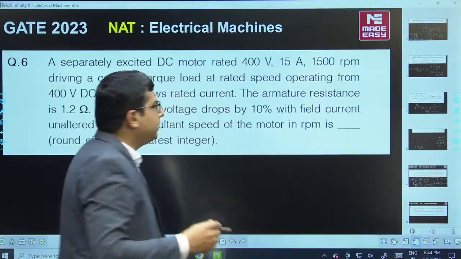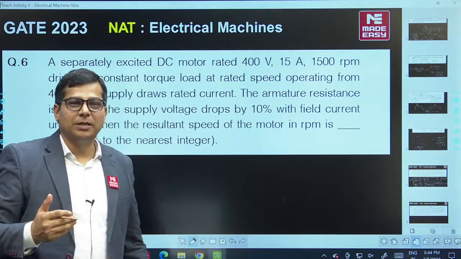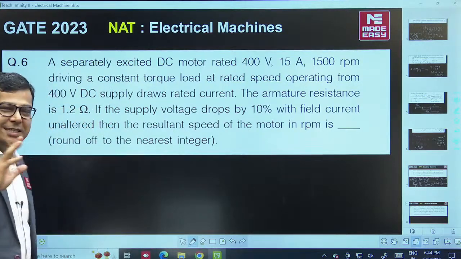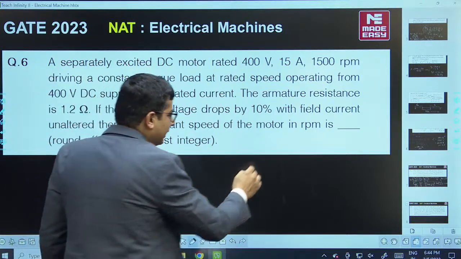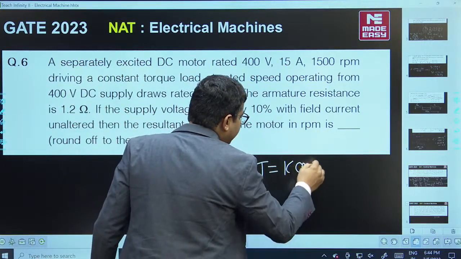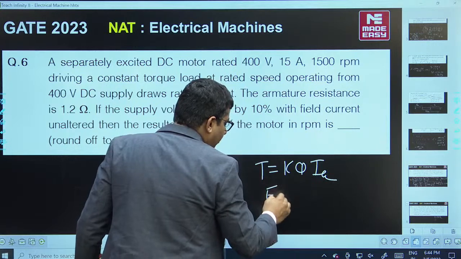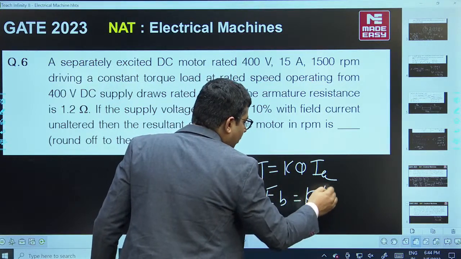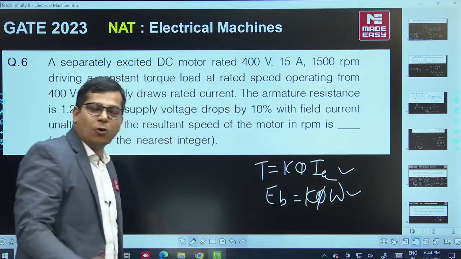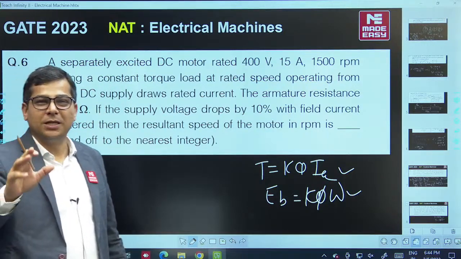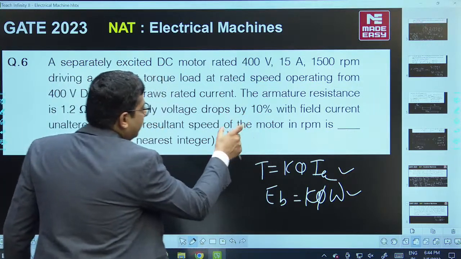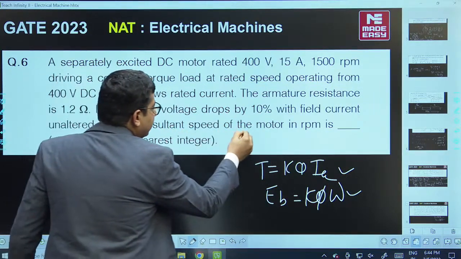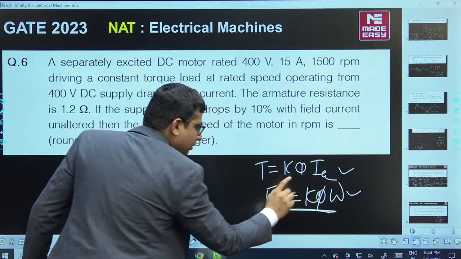Now come to the DC machine problem. In this DC machine problem, a separately excited machine is there. In a DC machine, generally only one thing is told to you: either T is equal to K phi Ia, or EB is equal to K phi into omega. These two are sufficient for almost 90% of the problems. Yes or no? Yes. So now, my dear students, this question is related to speed, so we'll go to this first of all.